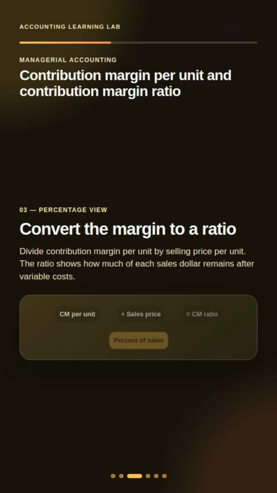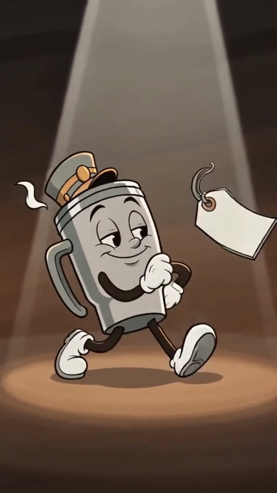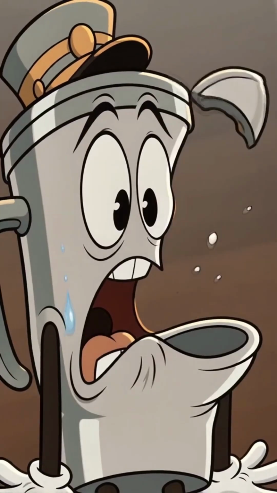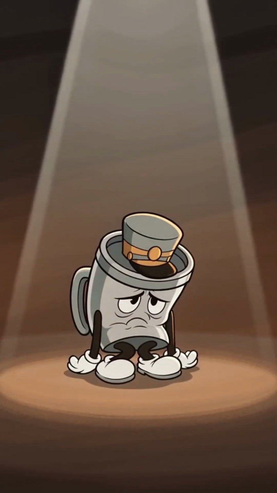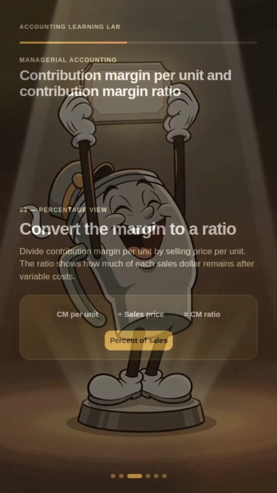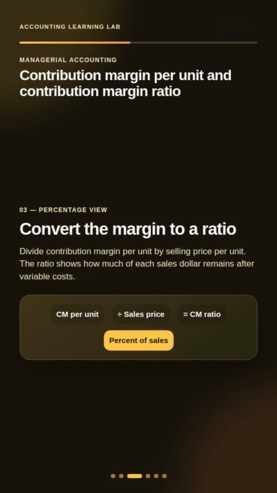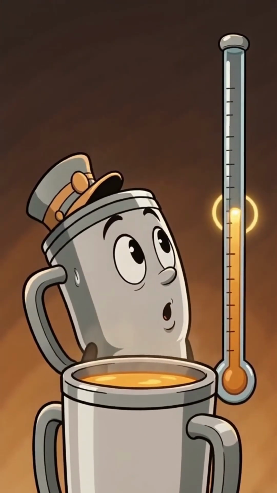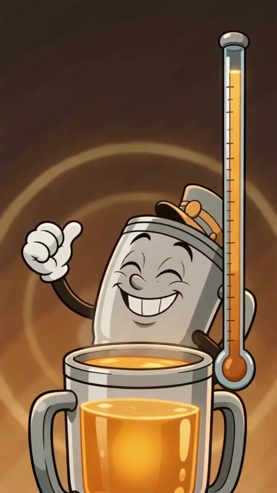Here is a worked example. Suppose Harbor Mugs sells each travel mug for $20. The variable cost is $8 per mug, including materials, packaging, and a sales commission. Contribution margin per unit is $20 minus $8, or $12. The contribution margin ratio is $12 divided by $20, which equals 60%.